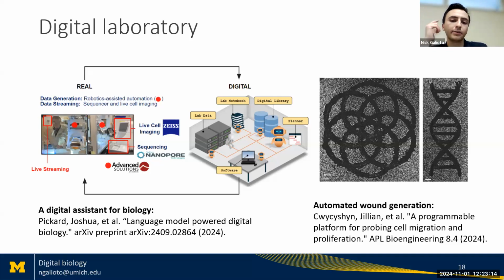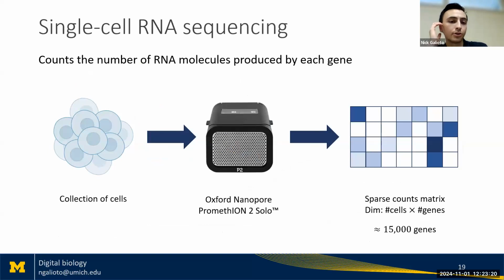And now I want to give a sense of the different data that is available for biology and that we're going to be working with. So first off, this is going to be one of the main types of data that we work with for this presentation: single cell RNA sequencing.